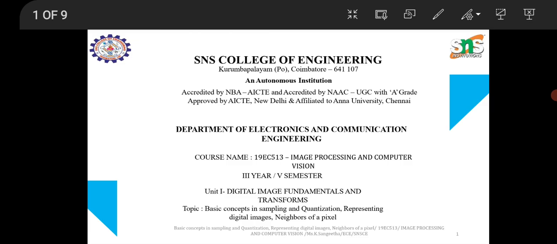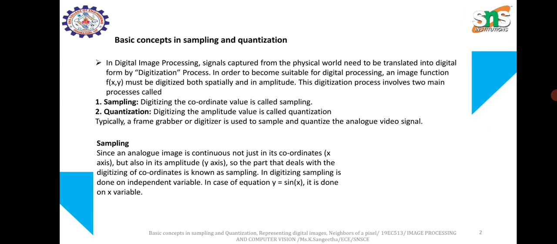So in the last video, we have seen the basics of image processing, the fundamental steps involved in digital image processing, and the main components of digital image processing. This video covers how an image is converted into a digital image. There are two processes involved.